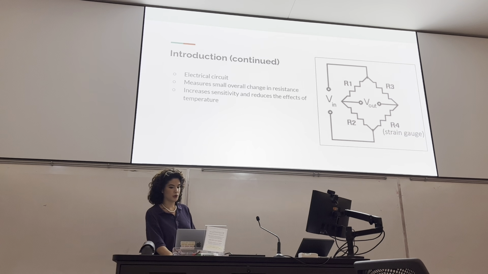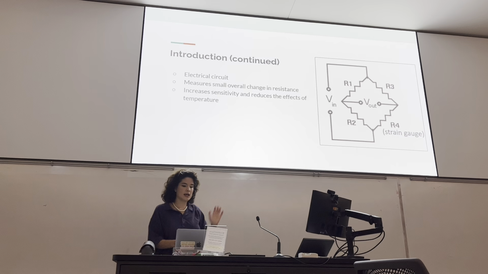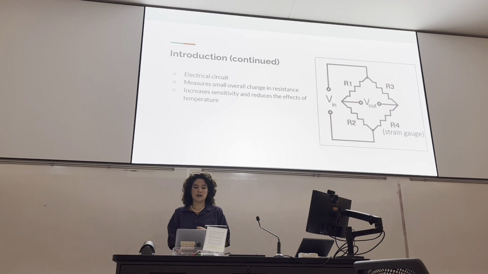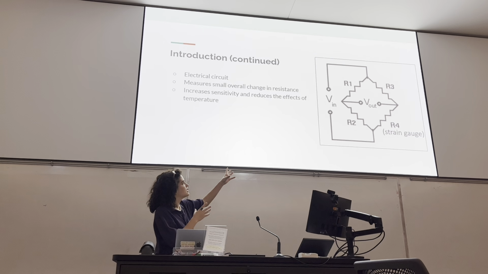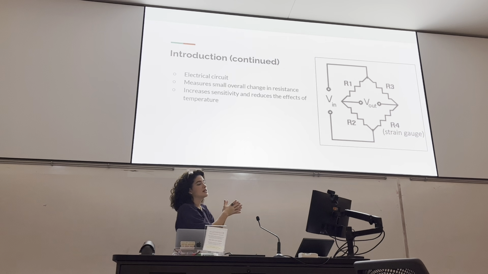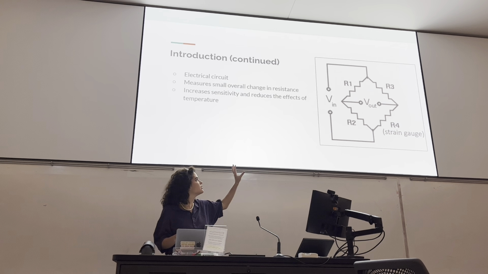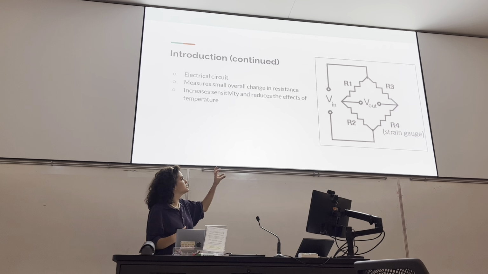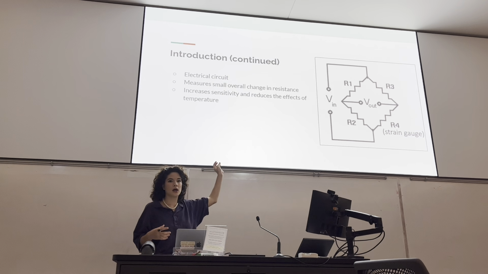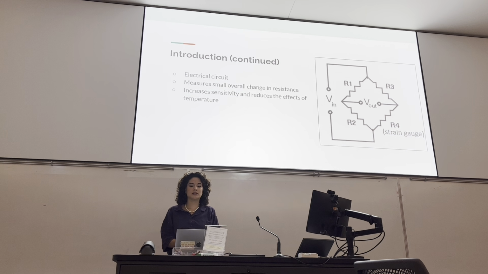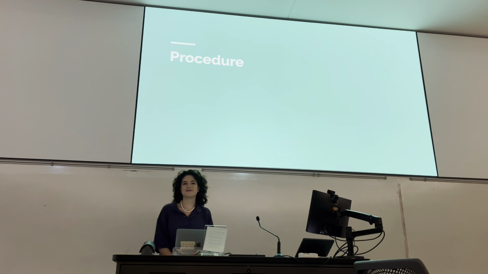What is a Wheatstone bridge? A Wheatstone bridge that looks like that is an electrical circuit, and in the picture we have depicted a quarter Wheatstone bridge, which means that one of the four arms is a strain gauge. In a half bridge, we would have two of them be strain gauges, and in a full bridge, we'd have all of them be strain gauges. They measure overall resistance change over time, with the output being the voltage output, and they also increase sensitivity and reduce the effects of temperature on the system. Now I'm going to pass it on to the procedure.